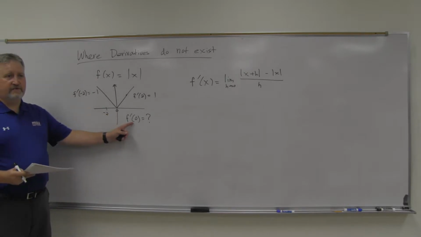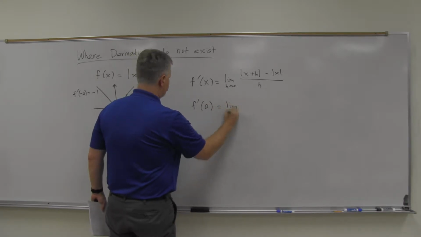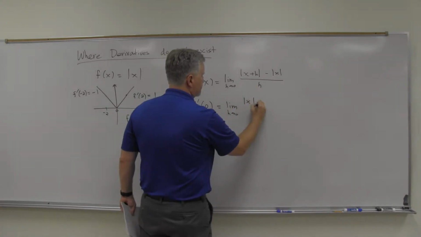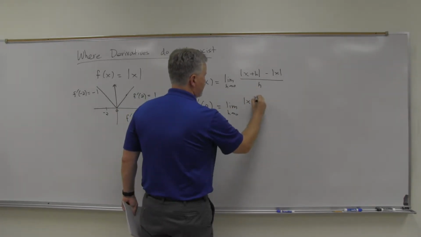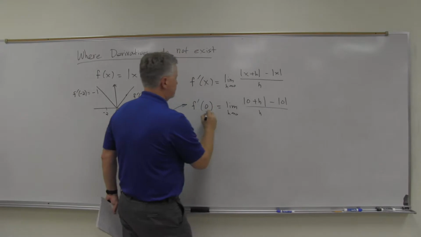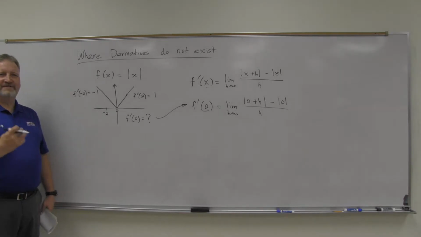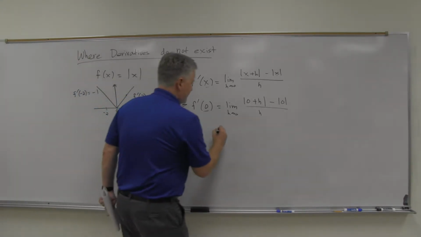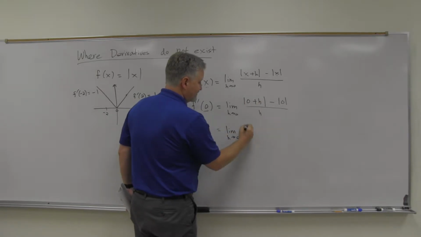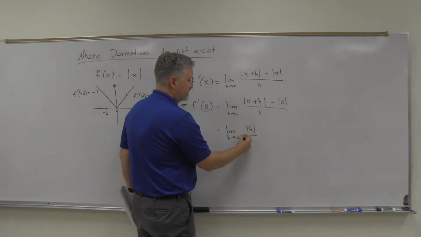Now we're talking about f prime of 0, so let's go ahead and plug in 0 there, because that'll make things a little bit easier to look at. So f prime of 0 would be the absolute value of 0 plus h, minus the absolute value of 0. I just plugged in 0 for x. That's all I did. Well, this gets it down to something we can think about here. You got the limit as h approaches 0. 0 plus h is h. The absolute value of 0 is 0. So in the top, just the absolute value of h over h.